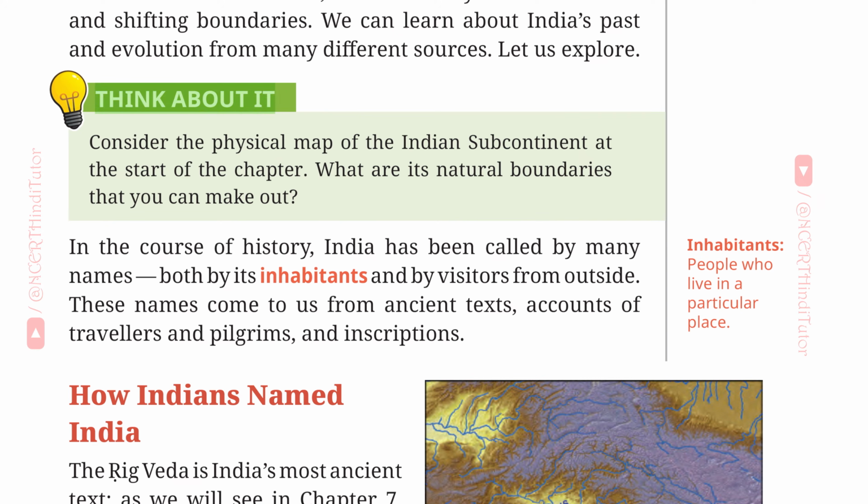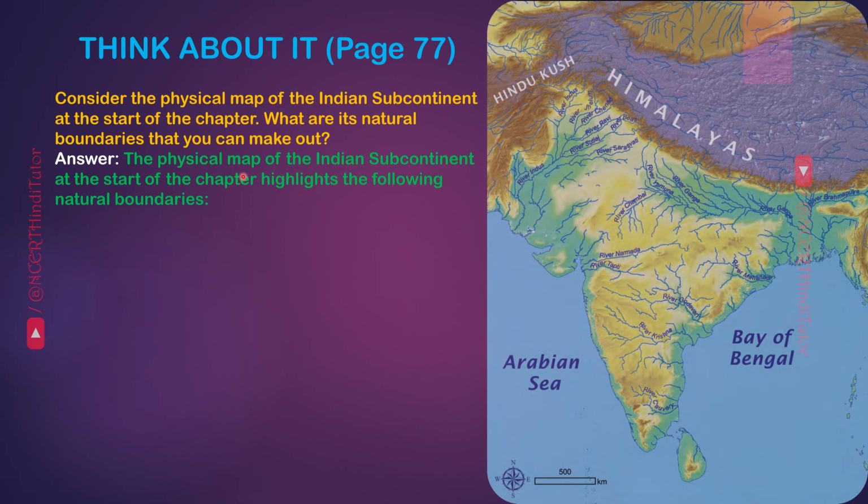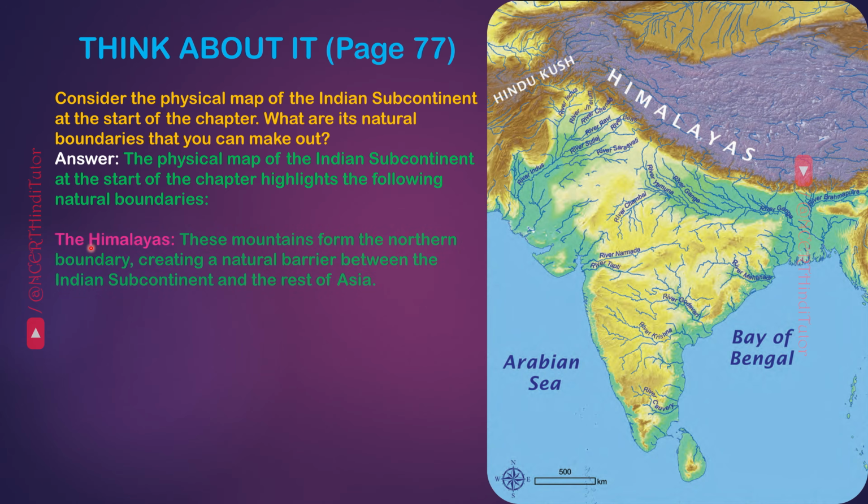Think about it. Consider the physical map of the Indian subcontinent at the start of the chapter. What are its natural boundaries that you can make out? Answer. The physical map of the Indian subcontinent at the start of the chapter highlights the following natural boundaries. So friends, this is the physical map of the Indian subcontinent. First, the Himalayas, this one.